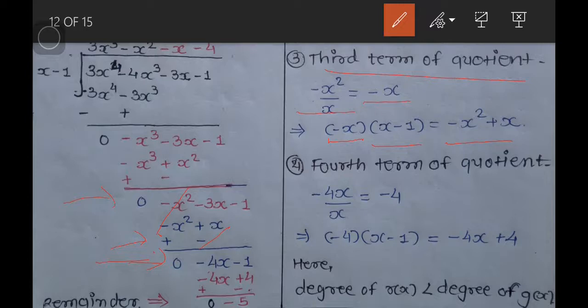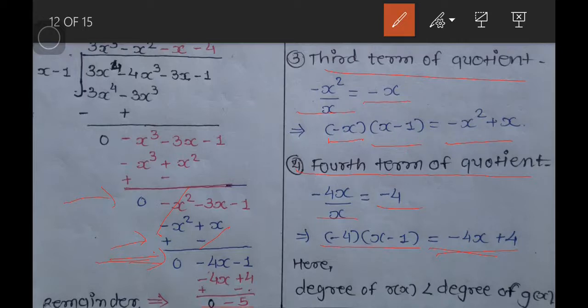Now you can see that the degree of the remainder is equal to our degree of divisor. So now we again repeat our process. We find the fourth term of our quotient. So we divide the first term of the dividend by the first term of the divisor. So we get minus 4, and we multiply minus 4 with our divisor x minus 1. Then we get minus 4x plus 4, and we subtract it from our new dividend, and we get at last minus 5 as our remainder.